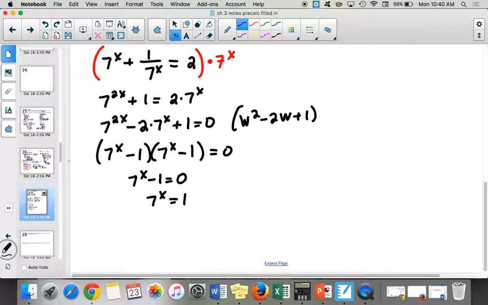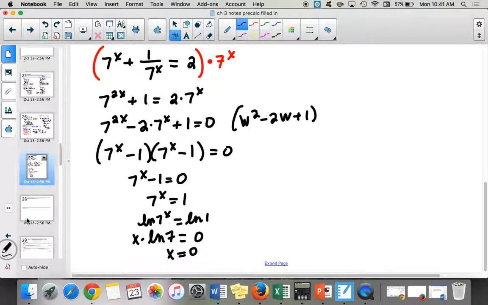What's x? You should know at this point right here. It's 0. 7 to what power gives you 1? It should be 0. But if you didn't know, you could do natural log of both sides, right? Natural log of 1 is 0, so you get x equals 0. Natural log of 7 to the x, I guess I would have to do x times natural log of 7. Anyway, you get x equals 0. That wasn't a very interesting one, was it?